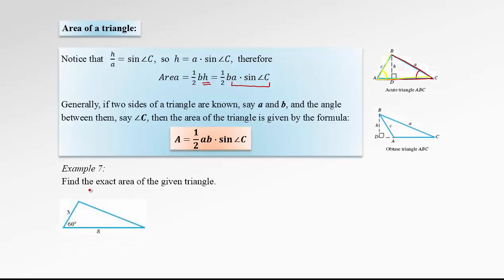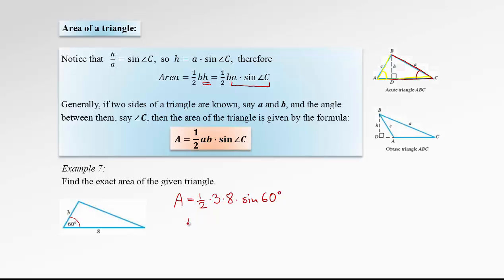For example, find the exact area of the given triangle. What we have here is a 60-degree angle, and the two sides enclosing this angle are of length 3 and 8 units. So the area of such a triangle is 1/2 of the product of the two given sides, 3 times 8, times the sine of 60 degrees. Normally, if this angle were any angle, not a special one, we would use a calculator value. However, here we know that sine of 60 degrees is root 3 over 2.